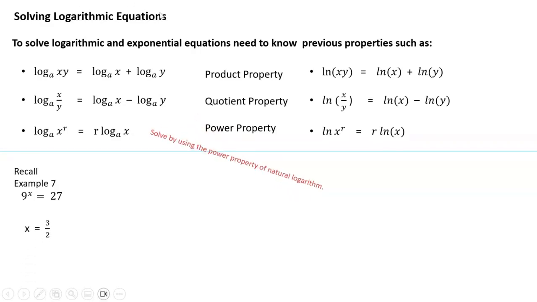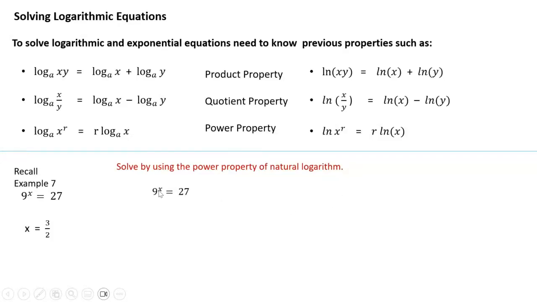Remember the answer was 3/2? But now we can solve by using the power property of the natural logarithm. This one is like rule number 3 here, the power rule. We want to bring down the x, right? So we're going to apply this rule here: the ln of x to the power of r, the exponent goes to the front. So we're going to take the ln of both sides, right? We do that to both sides. On the left side, by applying rule number 3 for the power property, the exponent goes to the front.